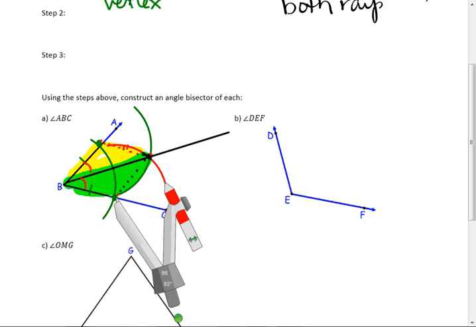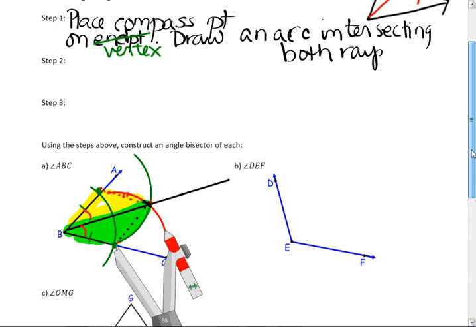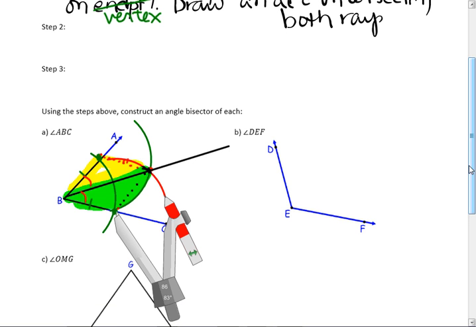Okay, so I guess I better get some steps in there. I've got the one at the vertex. Now, place your compass point at these intersecting points. So place the tip of the compass on the points where the arc intersects the rays.